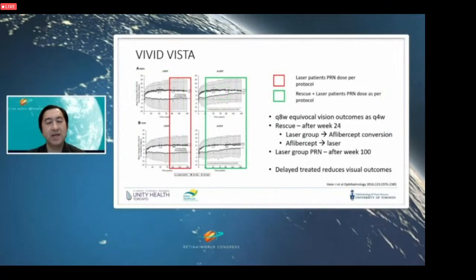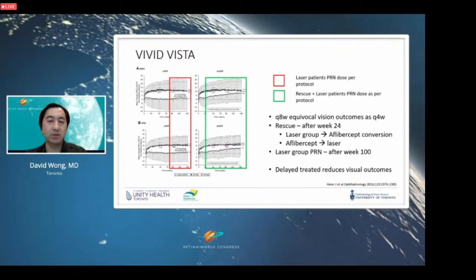had the same data. This is a little bit more complicated, so I want to go through it quickly. We do know that the Q8 was equivalent in visual outcomes to the Q4. What is also important is they had a rescue arm, which was implemented after 24 weeks. In the laser group, if they met the rescue criteria, they were converted to aflibercept throughout the rest of the trial. In the aflibercept group, they had laser, but they still stayed on aflibercept.